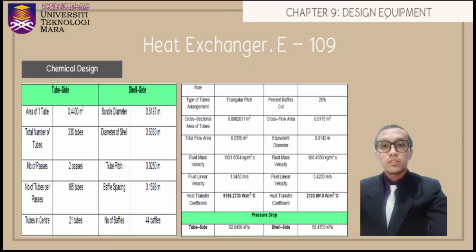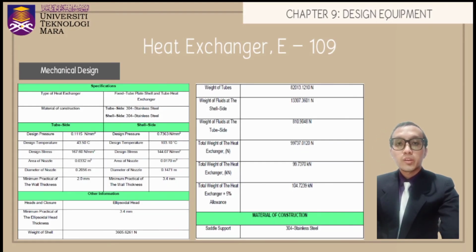The results from the chemical design have shown that stainless steel 304 will be the most appropriate material to be used as the material of construction at both the shell side and the tube side of the heat exchanger. The tubes will have a length of 7 meter with the inner and outer diameter of 60 mm and 20 mm respectively. There will be 330 total number of tubes with 2 tube passes, and the triangular pitch will be used for the arrangement of the tubes. The shell of the cooler E109 will have a diameter of 533 mm with a baffle spacing of 159.8 mm.